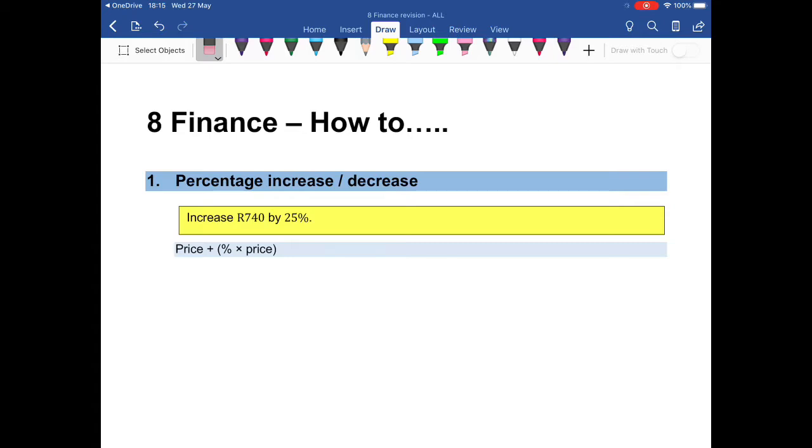The purpose of this video is to consolidate all the finance we've done in chapter 11. The first one we're going to do is a percentage increase. Increase 740 Rand by 25%.